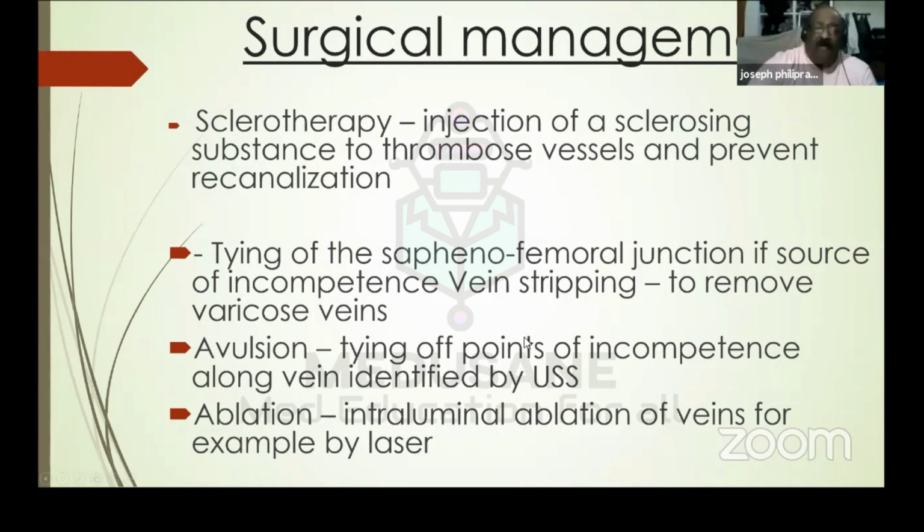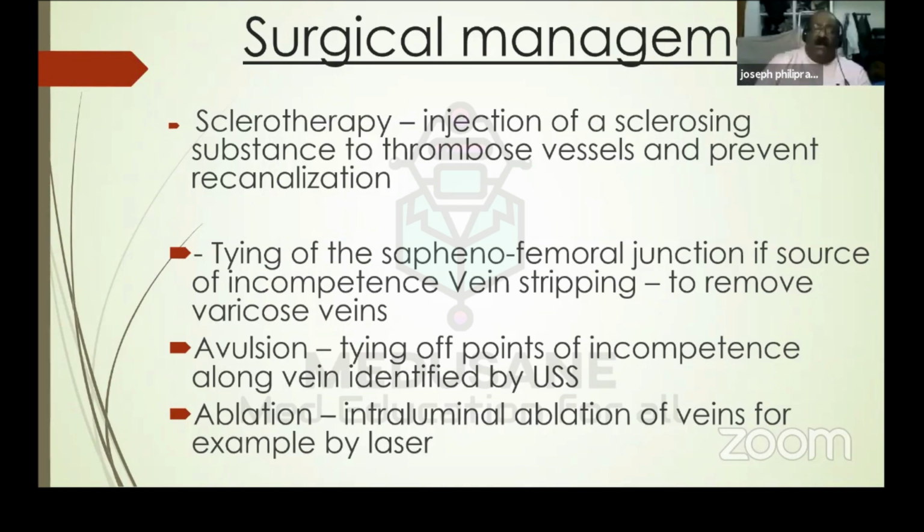So Trendelenburg's ligation and stripping used to be the surgery, but nowadays the saphenous veins are used for many bypass surgeries, such as coronary artery bypass surgery, where the veins are required. When there is a block, the saphenous vein is used to bypass the coronary artery obstruction by reversing the vein. Reversed vein graft means the flow is from below upward. So you make the vein upside down. That is the reverse vein graft, which helps the flow along the valves.